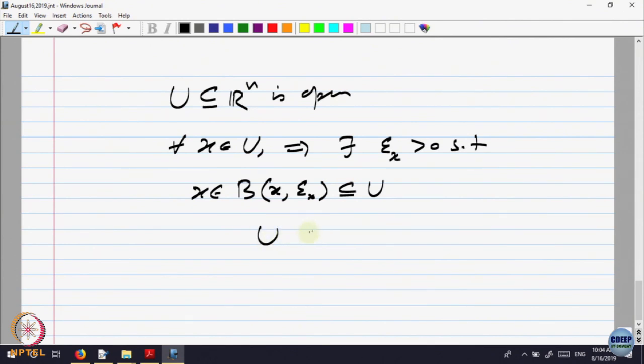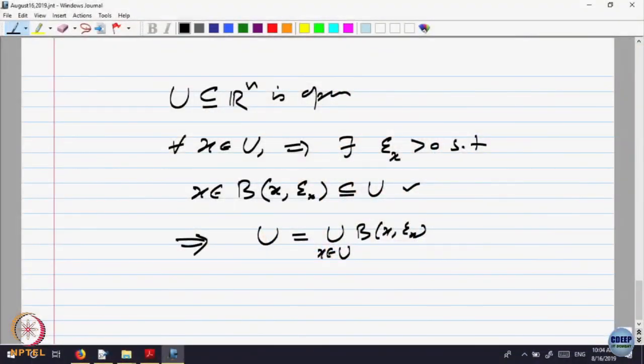Then what is U? Can I say what U is equal to in terms of these balls? Do you agree that I can say that U is the same as the union of the balls B(x, epsilon x) over all x belonging to U? All balls are inside U, so the union is inside U, but all points are inside the balls, so all of U also is inside the union. So, both are equal. Is it okay for everybody? This is obvious, because if I take the union of singletons x, that is the whole set U. So, U is inside the union of balls, which is inside U again. So, everything must be an equality. So, U is equal to the union.